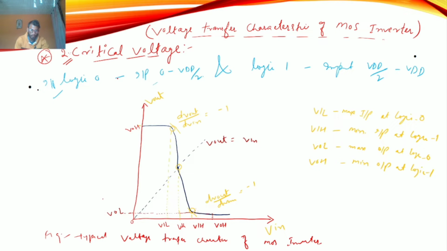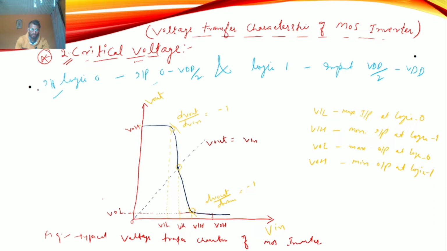Inverter. In the first lecture of the MOS inverter, we discussed the MOS inverter and its VTC, voltage transfer characteristics, that is the ideal characteristics. In this lecture, we will discuss the continuation of the voltage transfer characteristics of the MOS inverter. So here is the second one, the critical voltage.